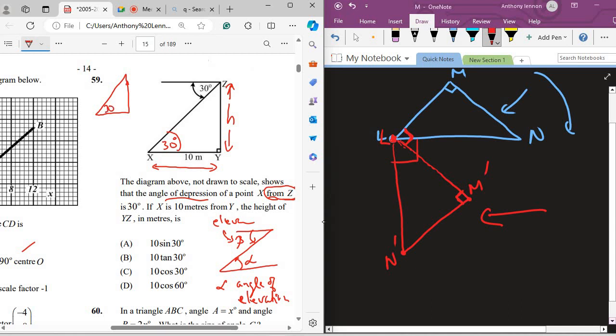Here we have a 30 degrees angle. We have a right angle right here. We have 10 meters right here. Now let me ask a question: which side is the 10 meters? Is it the adjacent? Is it the opposite? Is it the hypotenuse? Which one is it? Adjacent. Adjacent always has the acute angle and the right angle on the same side.